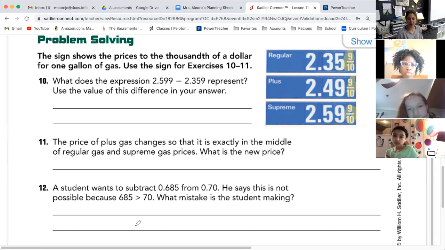Represents an extra fraction of a cent that you're paying for 1 gallon of gas. So 1 gallon of gas does not cost, for instance, $2.35. It costs $2.35 and 9/10 of a thousandth of a cent more. So you might think that that's not much more money, but when you go to the gas station and you buy 10 gallons of gas, that definitely increases your total cost, right?